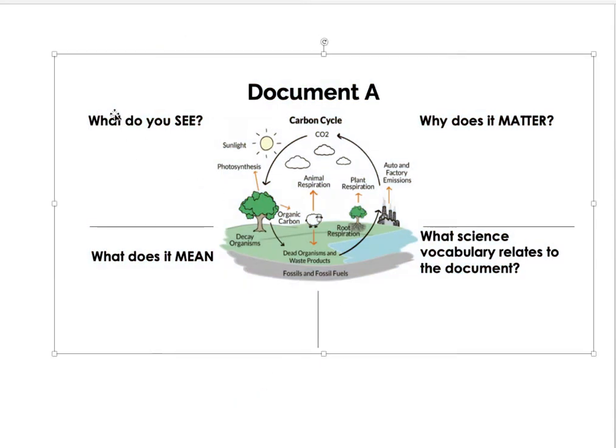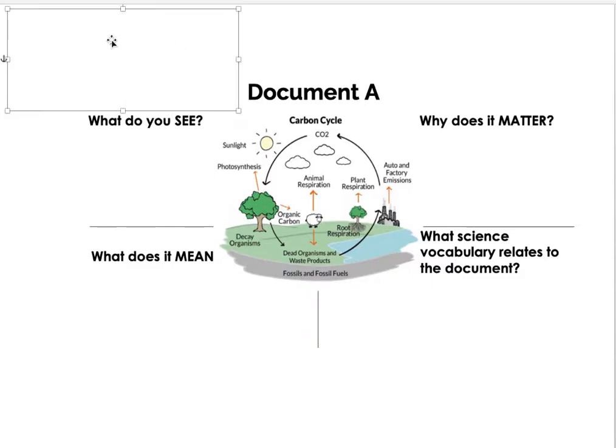Okay, we're going to look at document A, and we're going to go with the C mean matter model, and we're going to go with the easiest part, and that is, what do you see? If you look at this document, it's titled Carbon Cycle, and you have CO2, which is carbon dioxide. Remember that 2 is dioxide. Okay, carbon dioxide cycling through these trees. It's taken in through these trees, okay?